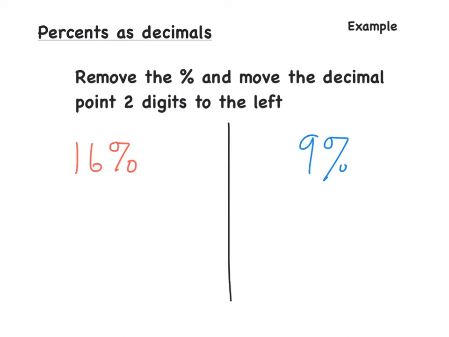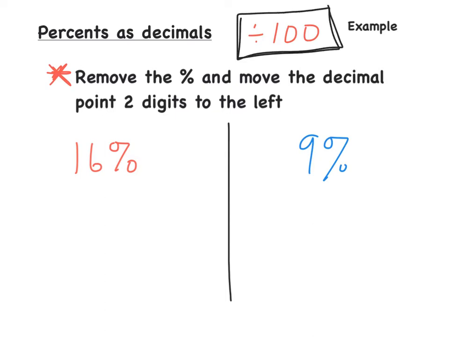There's one easy specific way to do it. You would remove the percent and move the decimal point 2 digits to the left. That's all it is. That's all you have to do to change a percent into a decimal. Essentially, what you're doing is dividing by 100. So, let's look at this first example.